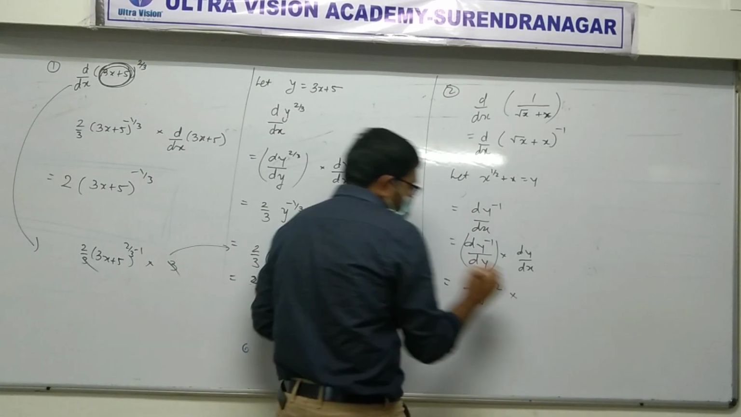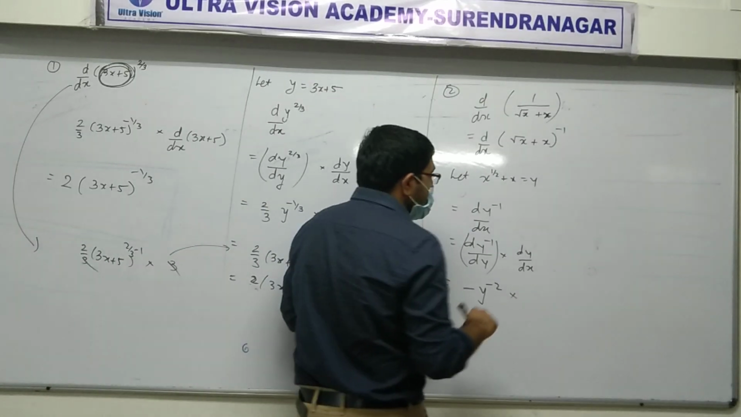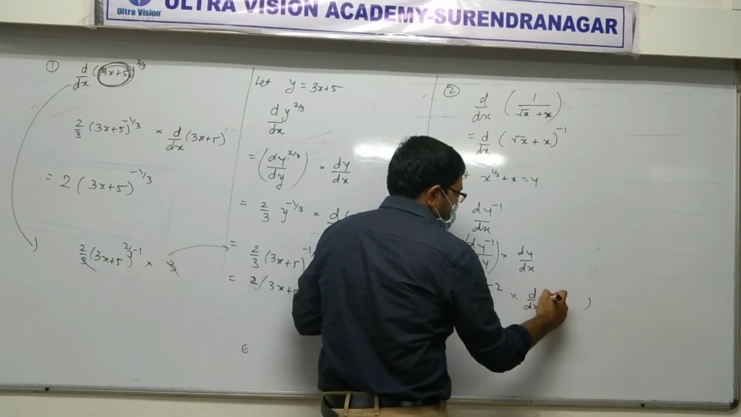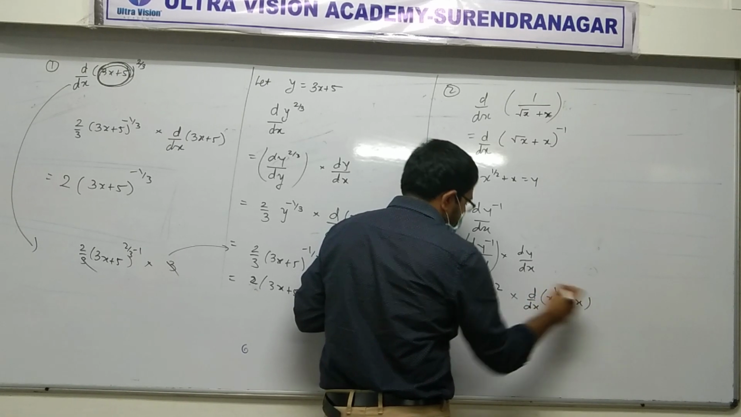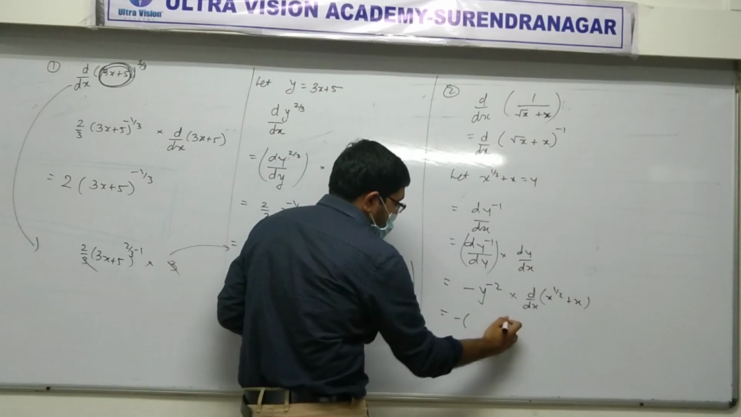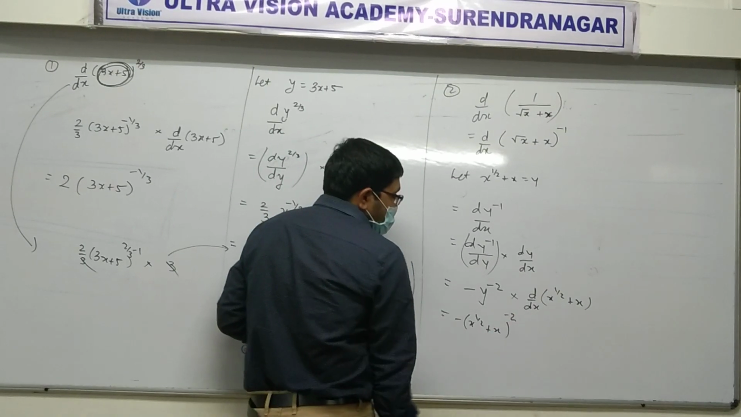As I have told you, okay, into, sit down, well done. Now what is dy by dx? d by dx of bracket x raised to half plus x. Okay, here we can easily put y's value, there's no big deal. So what should I get? Here I get x raised to half plus x the whole raised to minus 2.